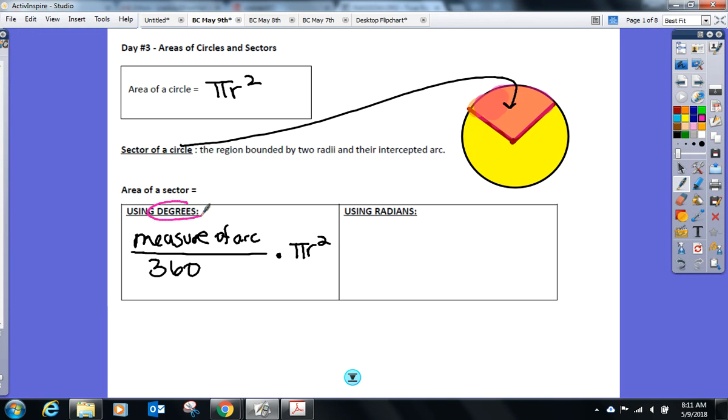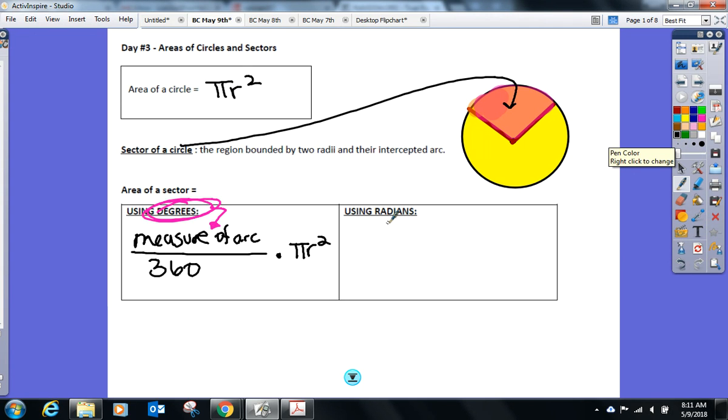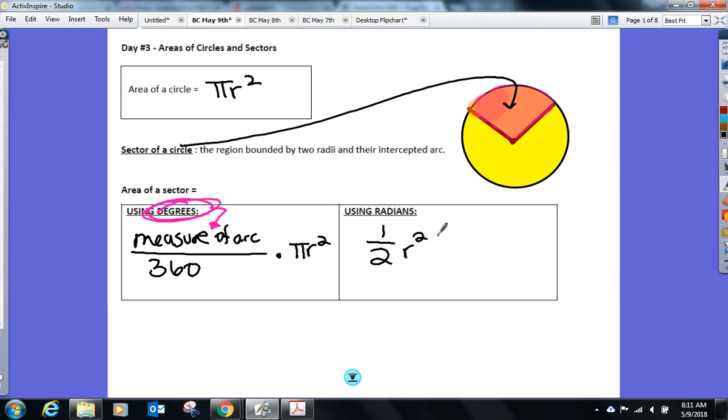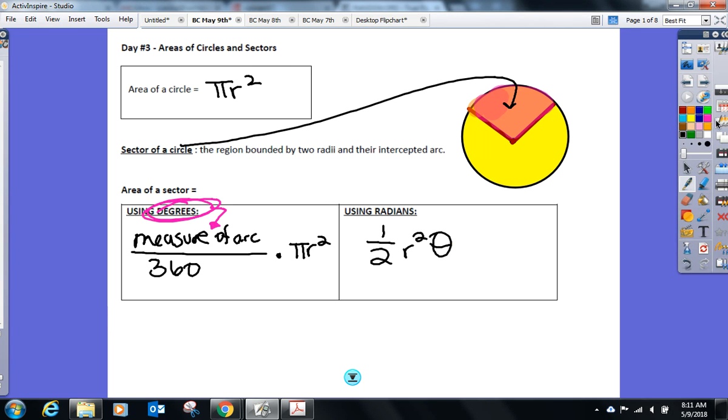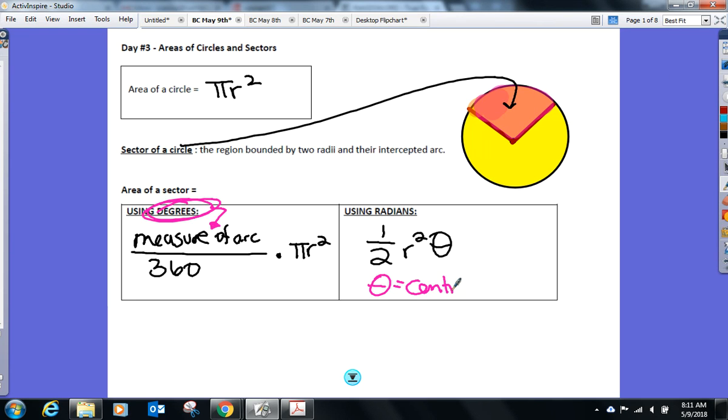And whatever note you have to make, the measure of the arc has to be in degrees for you guys to use that formula. Okay, the measure of the arc has to be in degrees. What if it's in radians? Well, you can convert it to degrees if you want, or use this following formula if it's already in radians. 1/2 r squared theta. And a reminder, theta is the central angle in radians.